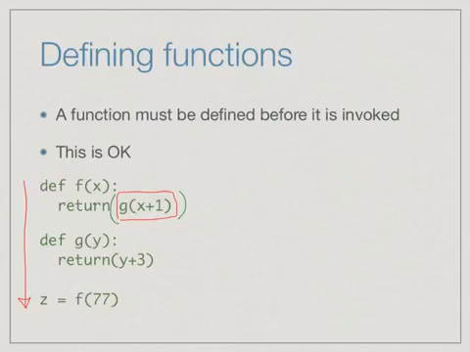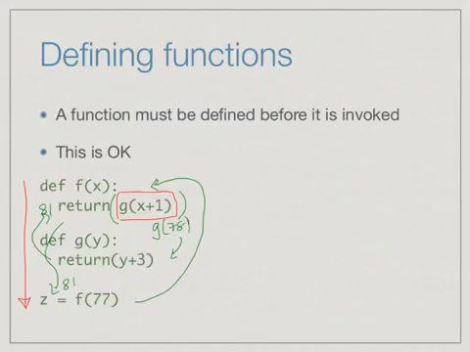So it's not calling f, it's just defining f. So I define f, then I define g. Finally, when I come to this statement, it says what is f of 77. So f of 77 will come here and it'll say, okay, f of 77 is nothing but g of 78. So that will come here, and it'll say g of 78 is nothing but 81, so I'll finally get 81. So it's only when I execute the statement that f is executed. At that time, g has already been seen.